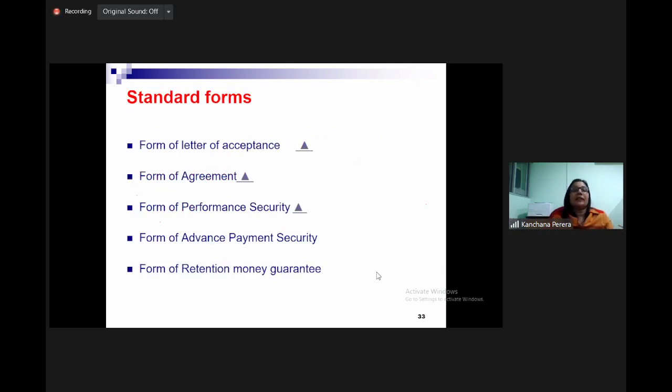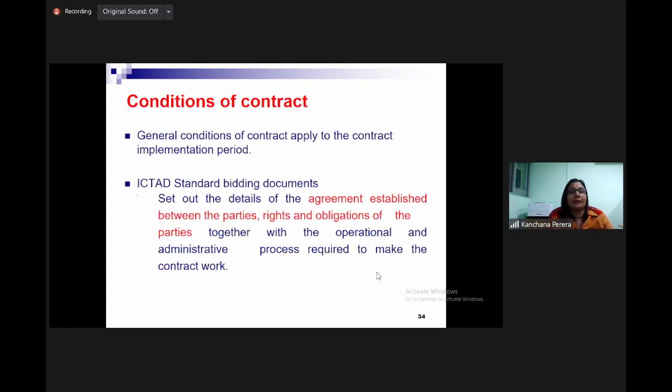These are given in the SBD documents: form of letter of acceptance, form of agreement, form of performance security, form of advance payment, form of retention. Likewise, these are standard documents which are provided. These are given in SBD documents. Then we have the conditions of contract.